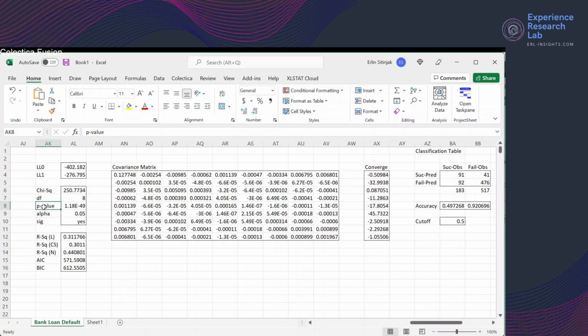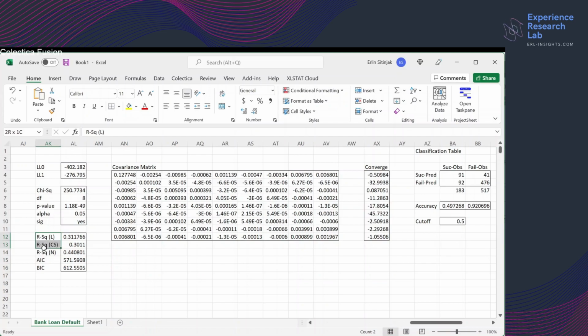The p-value indicates the significance of the relationship described by the model. The lower the p-value, the more significant the relationship is. As you see here, the p-value is very, very low. It means that the relationship described by the model is significant. As configured in the setting, alpha is 0.05.